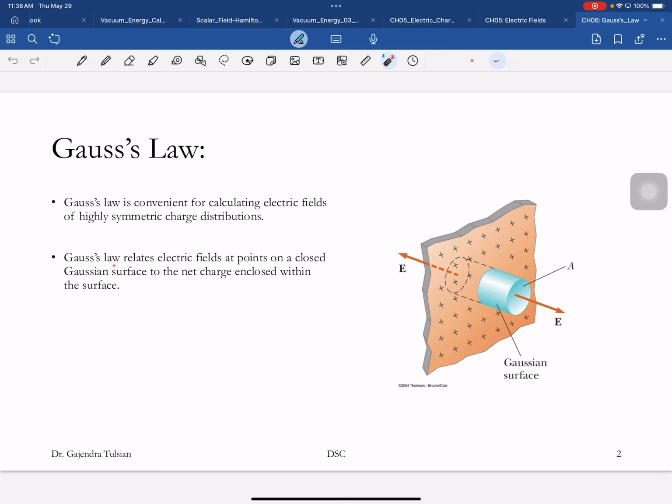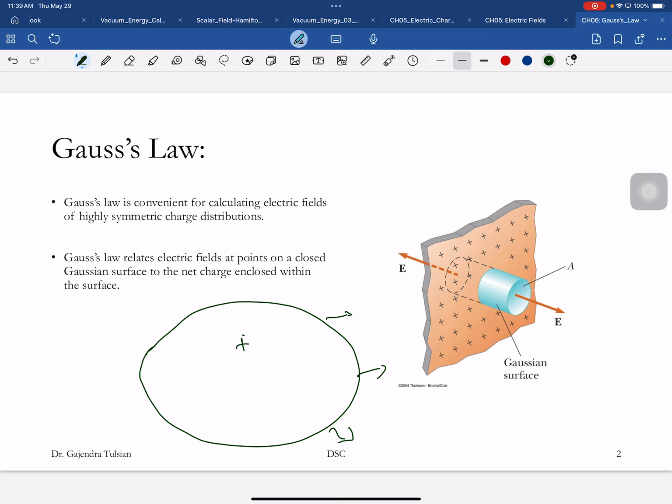Okay. So Gauss's law relates electric fields at a point on a closed Gaussian surface to the net charge enclosed within the surface. Okay, so you can draw any imaginary surface you want. The theorem relates the electric field on the surface to the charges inside. And that'll help us calculate the electric field in symmetric situations, okay? So I'm just introducing terminology.